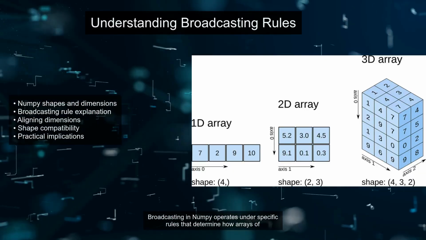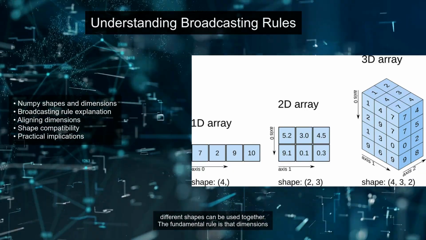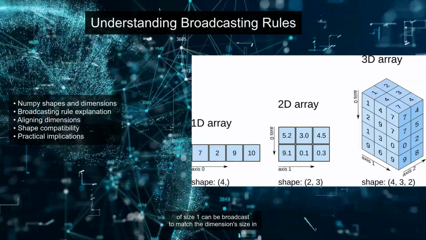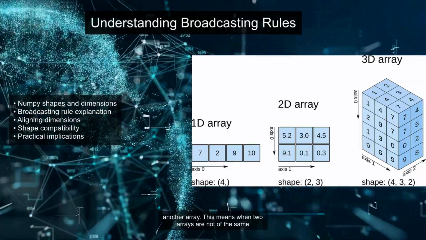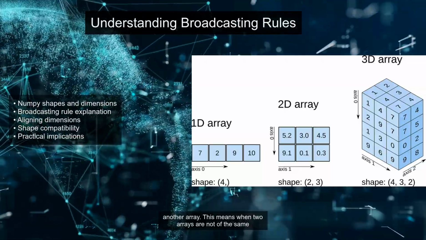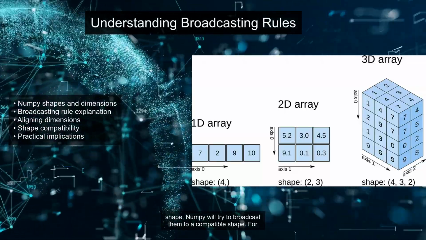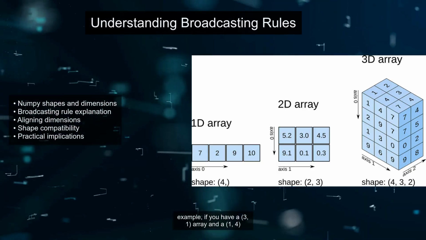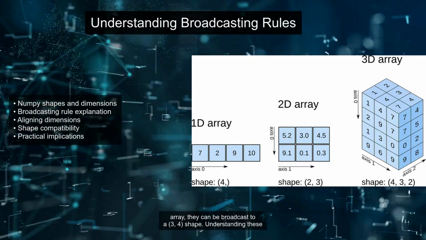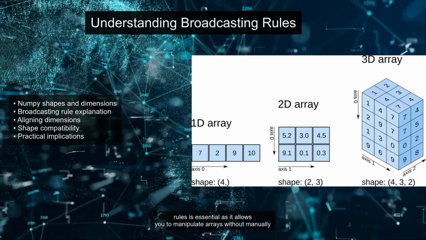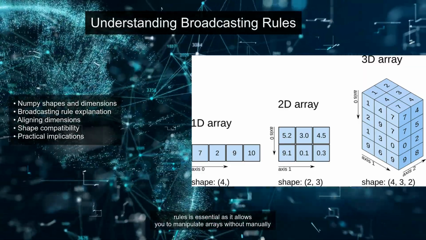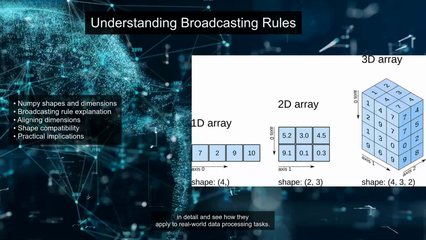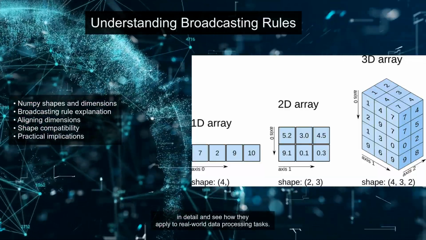Broadcasting in Numpy operates under specific rules that determine how arrays of different shapes can be used together. The fundamental rule is that dimensions of size 1 can be broadcast to match the dimension size in another array. This means when two arrays are not of the same shape, Numpy will try to broadcast them to a compatible shape. For example, if you have a 3, 1 array and a 1, 4 array, they can be broadcast to a 3, 4 shape. Understanding these rules is essential as it allows you to manipulate arrays without manually reshaping them, saving both time and computational resources. We'll explore these rules in detail and see how they apply to real-world data processing tasks.